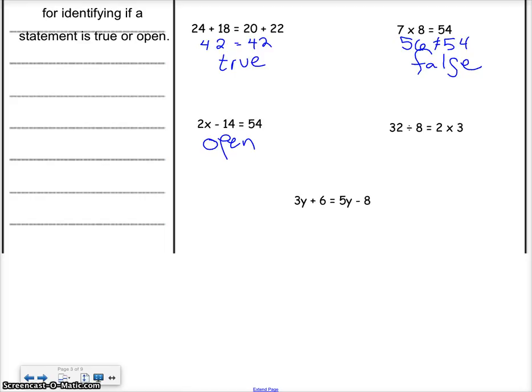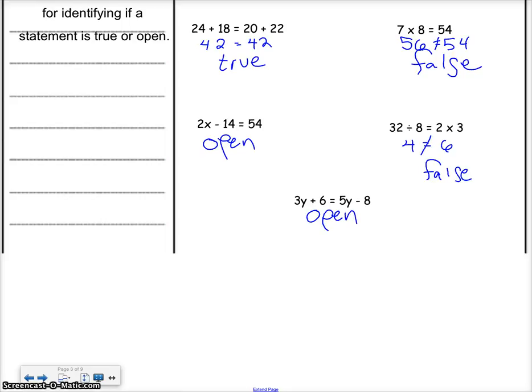Is 32 divided by 8 equal to 2 times 3? Is 4 equal to 6? Nope. Notice how I said does not equal. It's an equal sign with a slash through it. And then that would be a false statement. Does 3y plus 6 equal 5y minus 8? No idea. What's y? It's open. It's open for debate. I have no idea what y is.